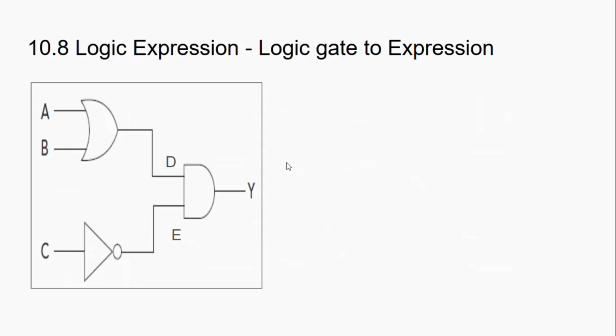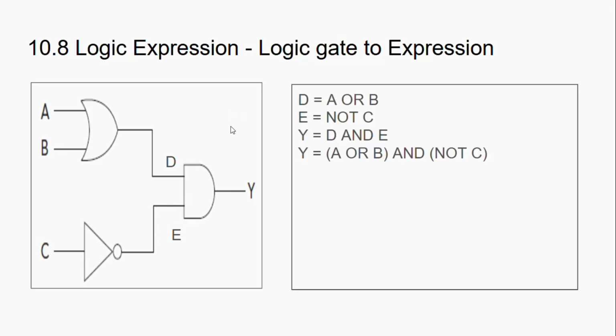Moving to the next topic, that is logical expression, logic gate expression. That means how do you write the expression for this logic circuit. Whenever you are provided with a logic circuit, just name the output. First name the output for each and every gate, then it will be easy for you to write the expression. Then how do you write it? This is how you can write it.